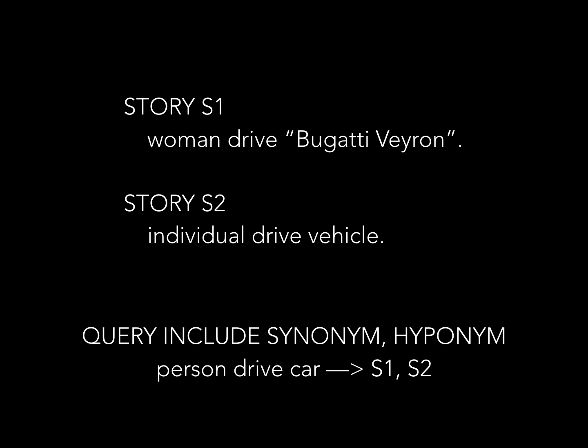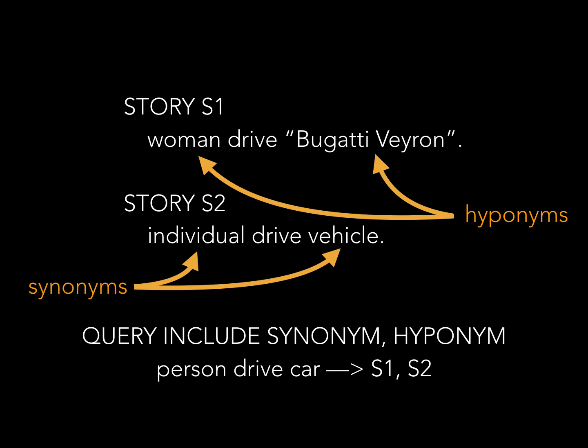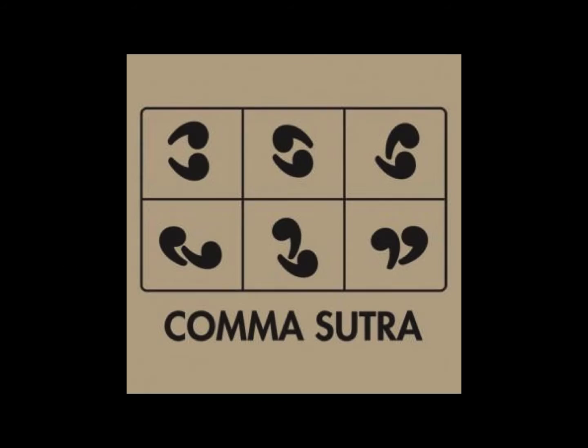Finally, it is possible to direct the query engine to take both synonyms and hyponyms into account. For example, here, woman and Bugatti Veyron are hyponyms of person and car, while individual and vehicle are synonyms. So far, I have only shown you examples in which a single query clause was specified. However, the query engine also supports a number of operators that support more complex searches.